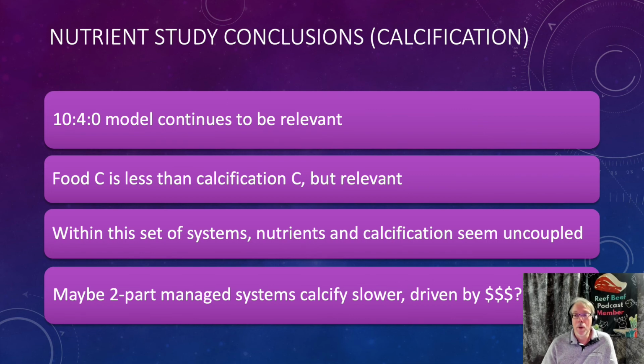In conclusion, this simple model, which was created by Marlon Atkinson and myself in the 1990s, continues to be relevant for understanding what happens in reef tanks, and it's predictive. I also was measuring food because I was interested in how much food was going in, and the carbon, nitrogen and phosphorus balance in the tanks. And the amount of carbon that was going in from food was less than calcification.